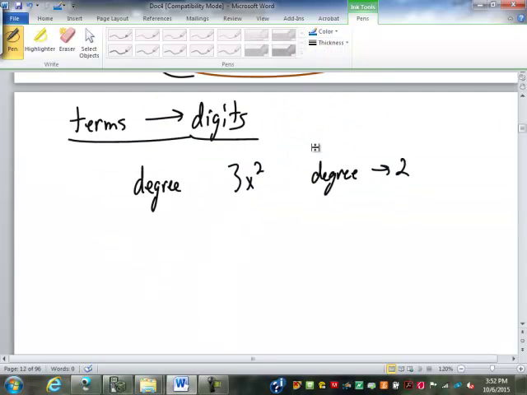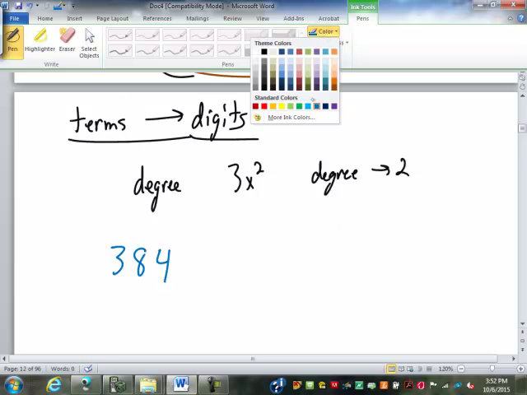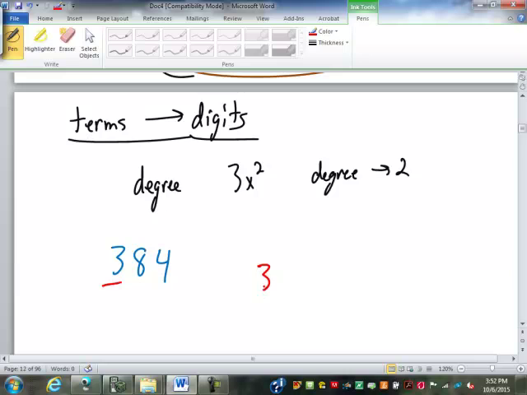Now, in whole numbers, the same thing applies. We just tend to not discuss it. In 384, the 3 has a degree of 2. Why is that? Because it's in the 10 to the second, 10 squared place value. We're just naming the exponent, the power of its place value. It's a little more obvious with algebraic numbers because the place value is always written out, and it's the power on that variable that defines the place value of the digit.